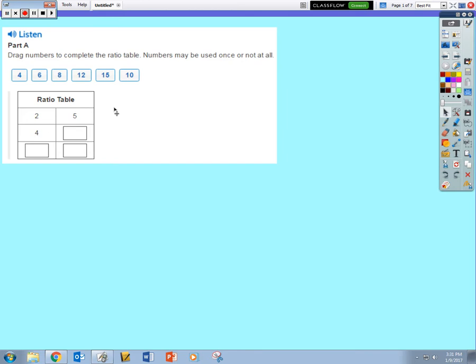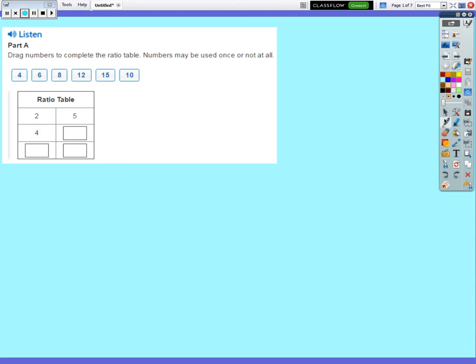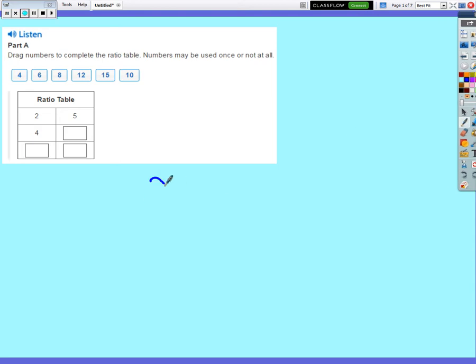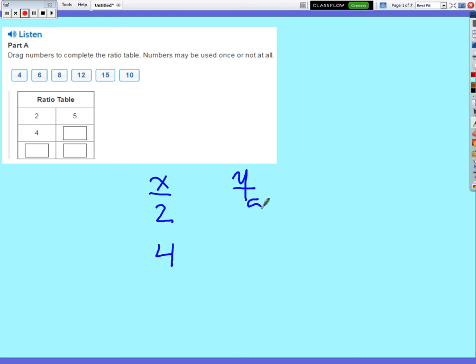So let's take a look. It says drag numbers to complete the ratio table. Numbers may be used once or not at all. I'm just going to reconstruct this table over here. So essentially I'm looking at this as an X and a Y value. Let's say here we have a 2 and a 4. We have a 5 here.